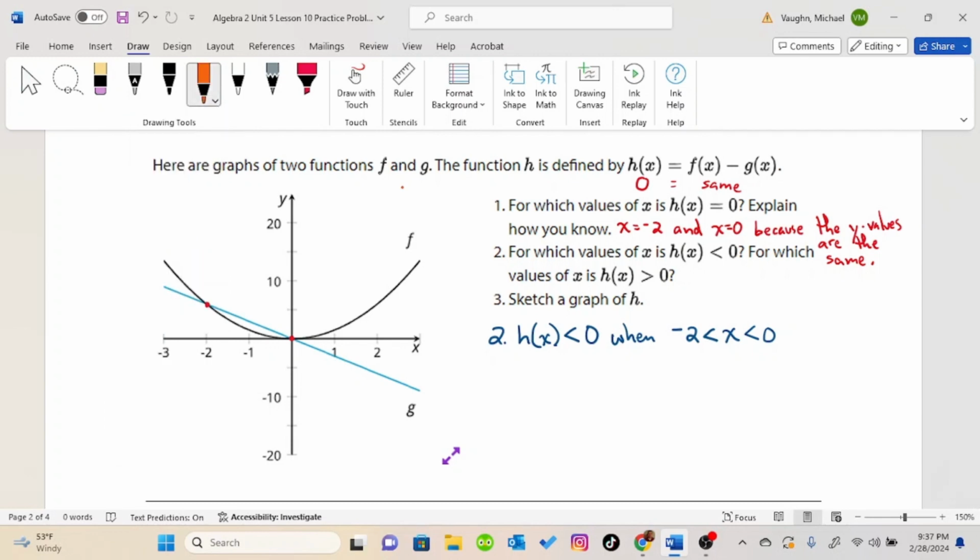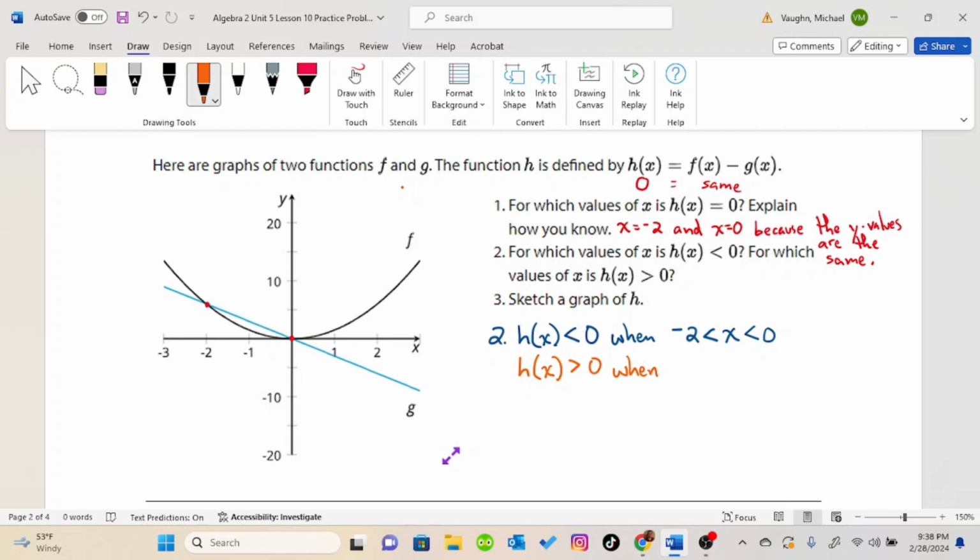The second part of number 2, for which values of x is h of x greater than 0? H of x is greater than 0 when, to get a positive number from subtraction, f would need to be larger and g would need to be smaller, because a larger number minus a smaller number gives you a positive number. So that would be anywhere the parabola for f is above the straight line for g.